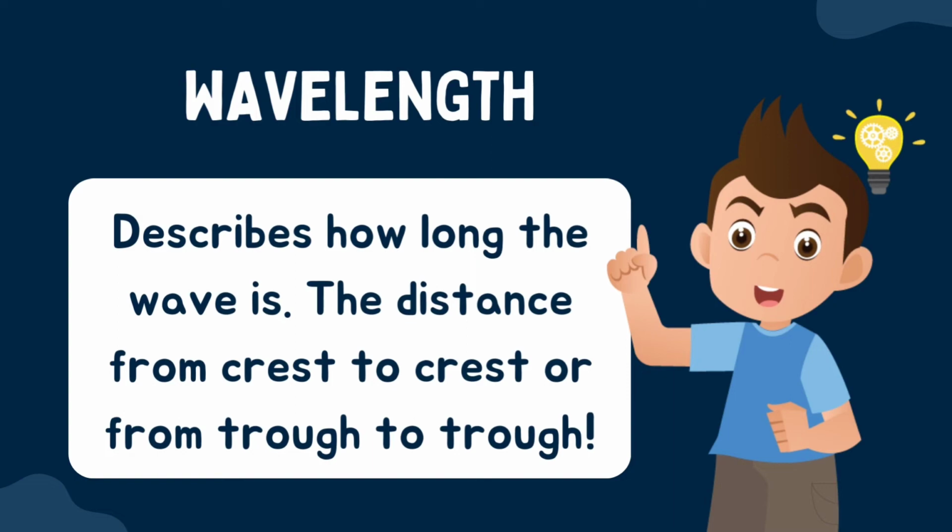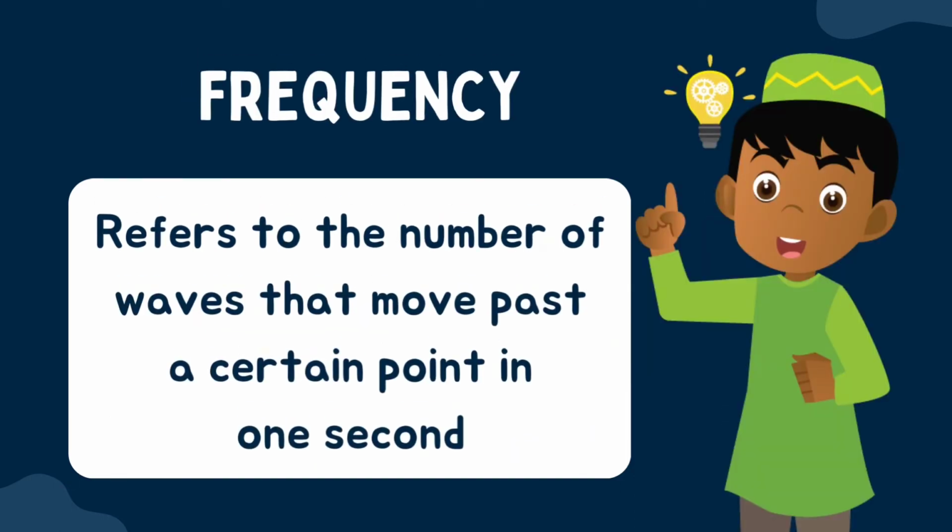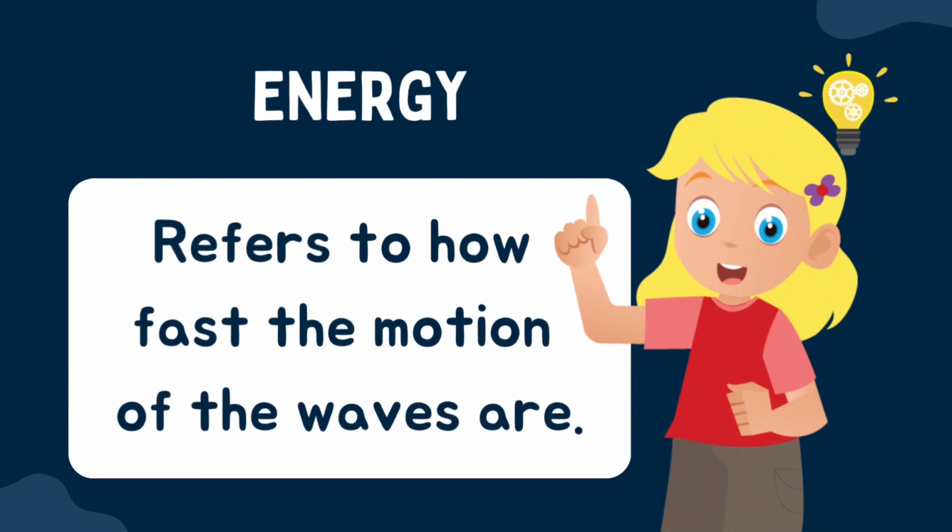Now let's define first what a wavelength is. It describes how long the wave is, the distance from crest to crest or from trough to trough of a transverse wave. Second is the frequency. It refers to the number of waves that move past a certain point in 1 second. Now the third term is energy. It refers to how fast the motion of the waves is.